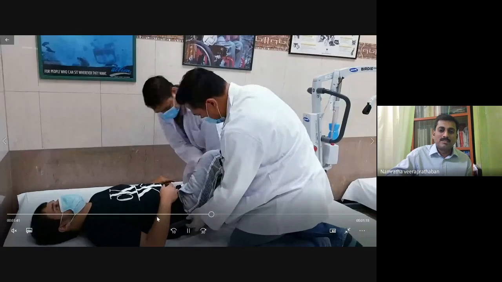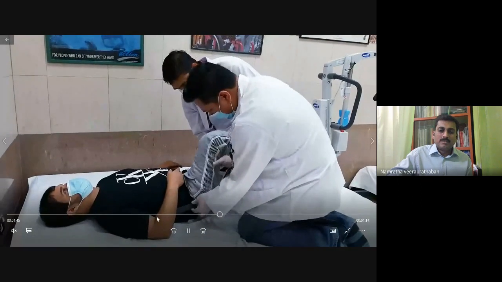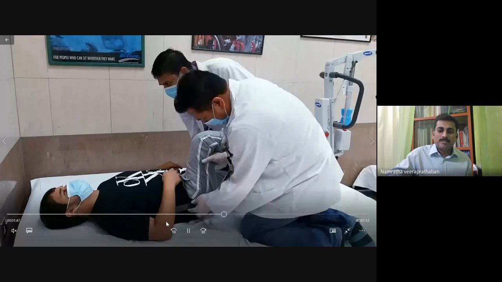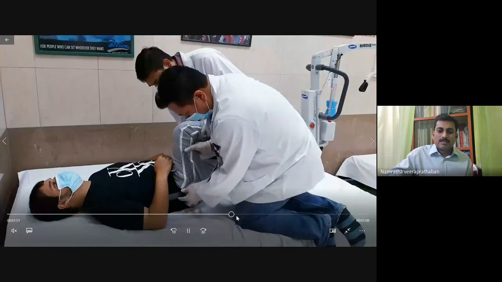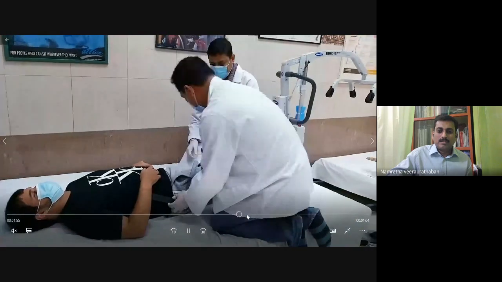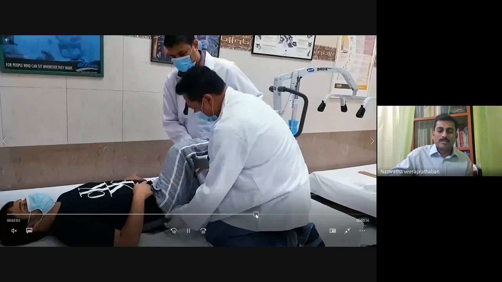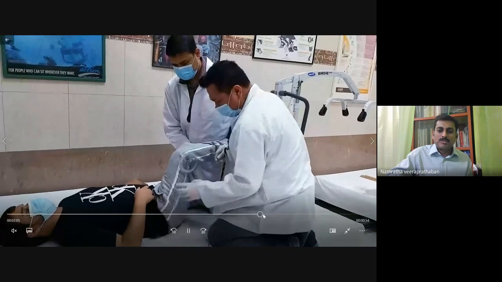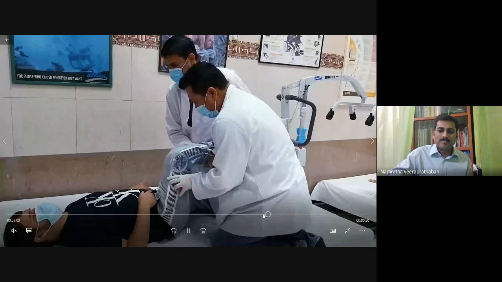It looks like the people are struggling over there. We are assessing with the goniometry. All right, next they are assessing the popliteal angle, which is the hamstring tightness, how tight this hamstring is.